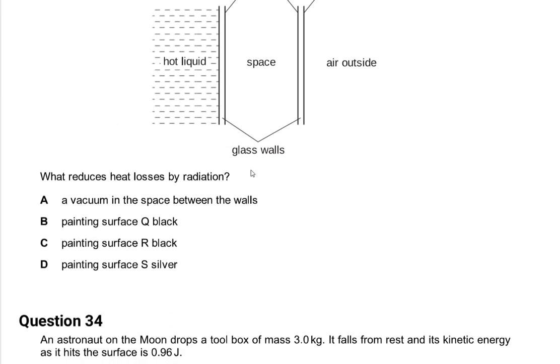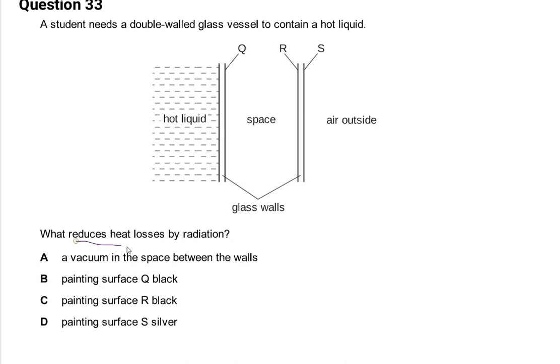Okay, now which one reduces heat loss by radiation? So radiation, we need radiation. Now let's take a look. So there's empty space here. This empty space blocks conduction plus convection. So it blocks this. Now what else do we know? The vacuum within the wall reduces radiation? No. So it blocks conduction but allows radiation. It allows the heat wave to go through.